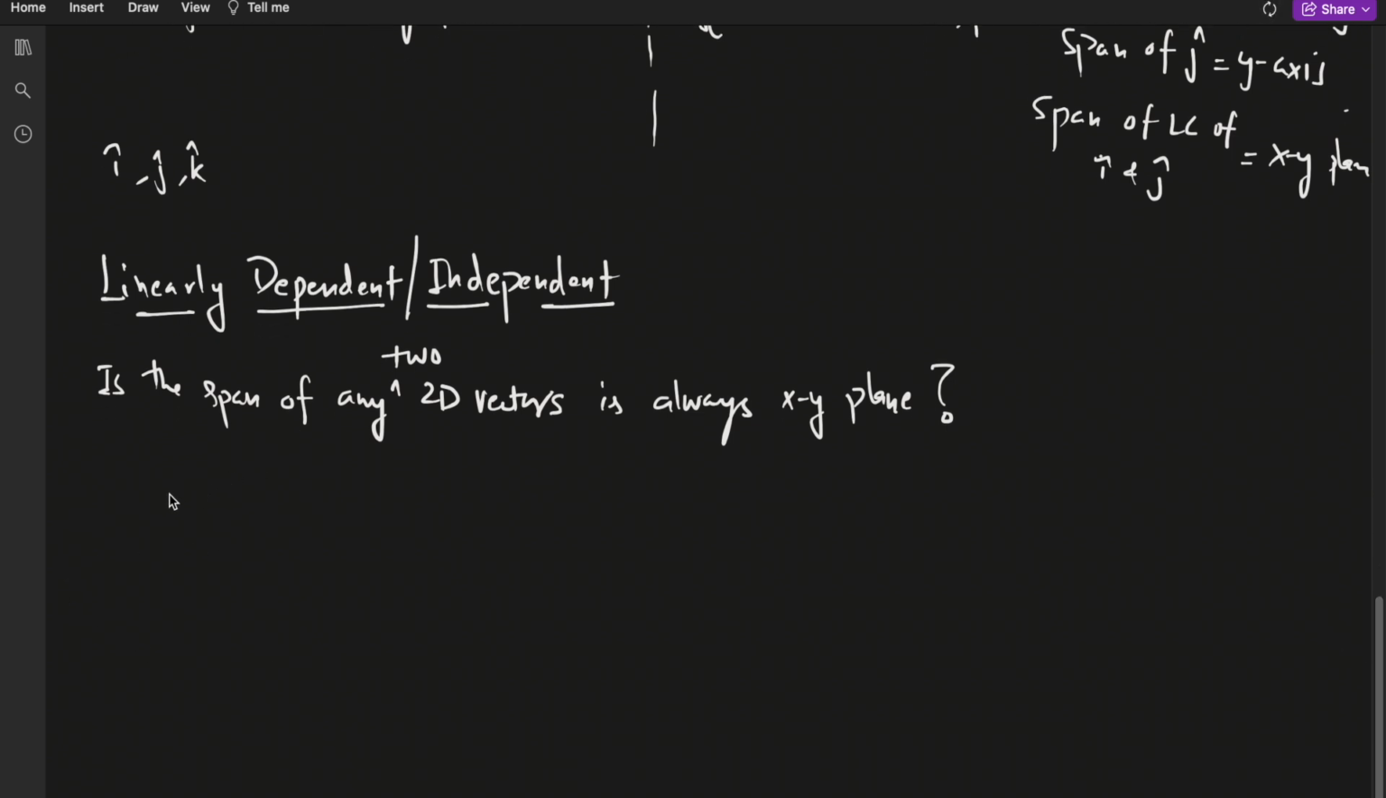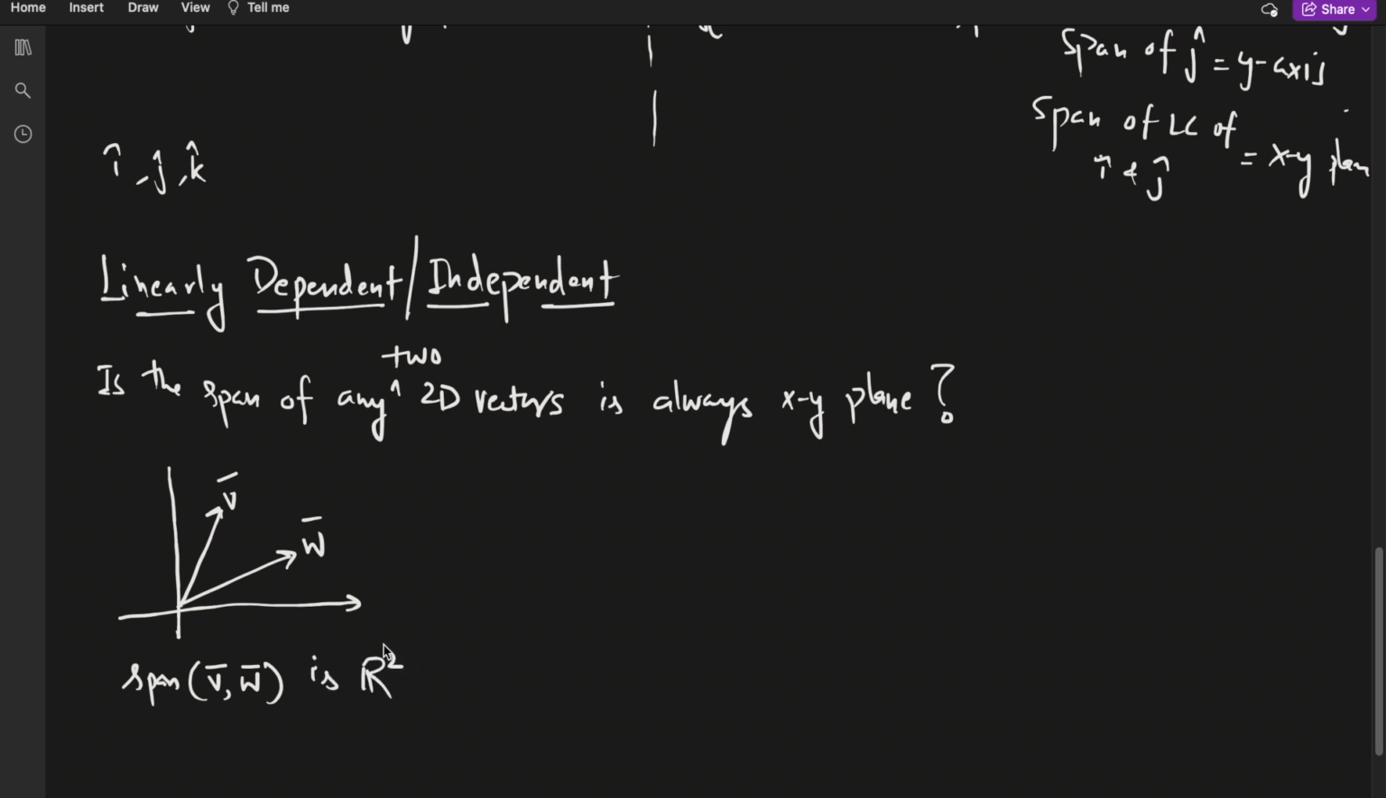Before that, let us check this thing. We have already checked this scenario where the two vectors V and W are not coinciding with each other. In this case, by the way guys, this is the notation for how we write it: the span of V comma W is R2. This R2 basically means the xy plane. So the span of V comma W is R2. This we have already seen, this is true, right?